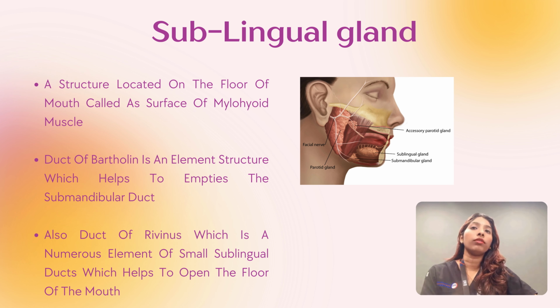And then we have the sublingual gland. The sublingual gland is a structure located on the floor of the mouth, on the surface of the mylohyoid muscle. Its ducts help to empty into the submandibular duct. It also has the ducts of Rivinus, which are numerous small ducts that open into the top of the mouth.